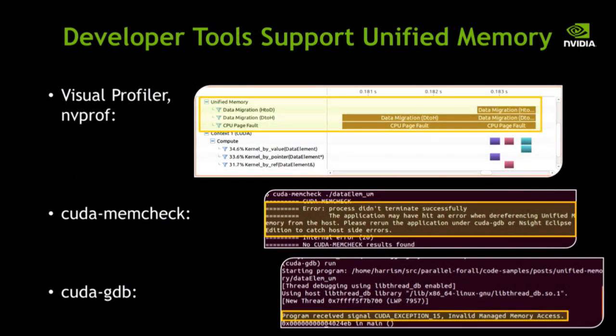It's really important that our developer tools are usable on every new feature that we have. So I'm happy to say that in CUDA 6, all of our developer tools support unified memory. So this is profiling and debugging tools. In the visual profiler, you can see on the timeline, along with your kernel calls and your CUDA mem copies, you can see the migrations of data and the CPU page faults that happen along the timeline.